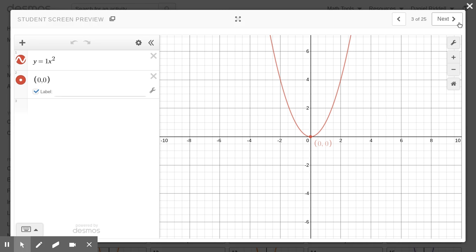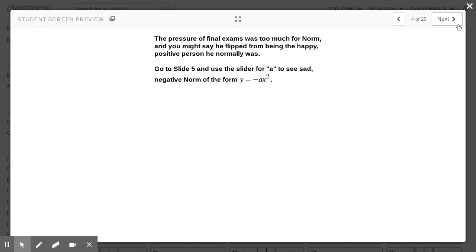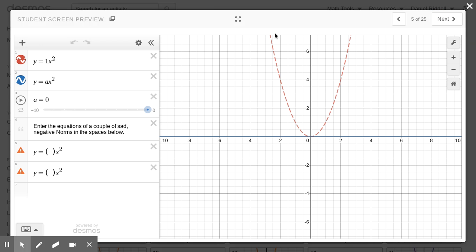And what you're going to do, and it looks like it's going to take a while, the slides go pretty quickly. But you're going to read through the story. And then each slide is going to have you investigate one of these values of either a, h, or k. To help you out, each slide is going to have that first graph that we saw of y equals 1x squared. But then you get to see how different values can affect it.